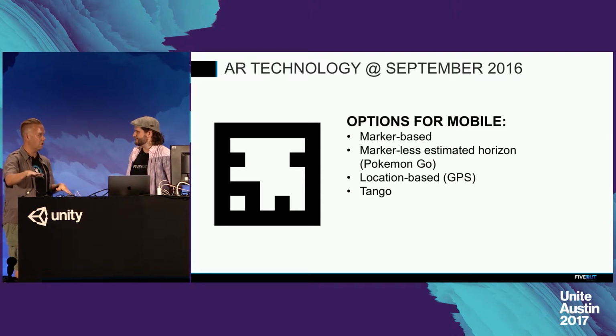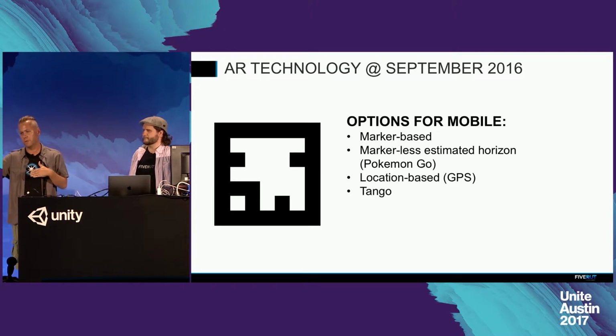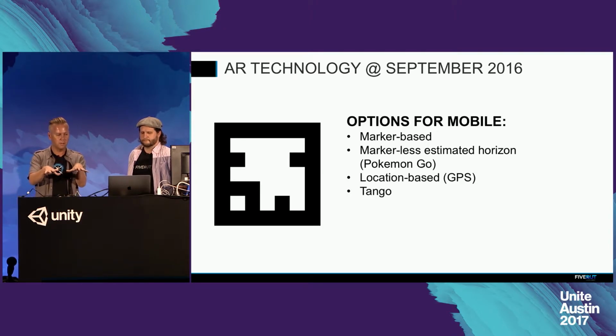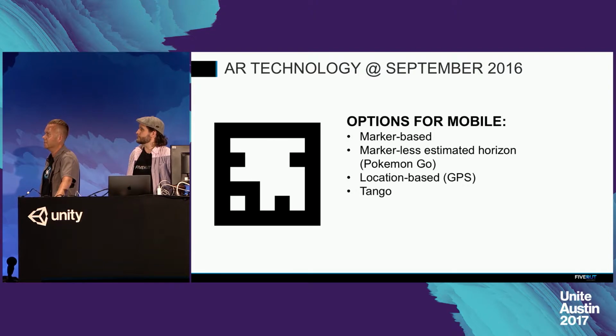It does a kind of good estimation, but it wasn't exact enough. And also the problem with just using markerless estimated horizon is the closer you moved, as you walk towards the object, it moves away from you. We needed something at a fixed point. So that brings us to location-based using GPS. Unfortunately, as we all know, GPS is only accurate to within a few meters. So we needed something a lot more accurate than that.